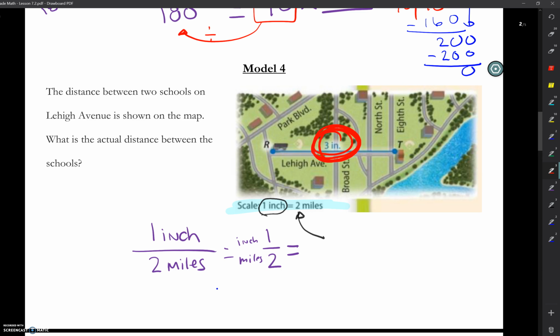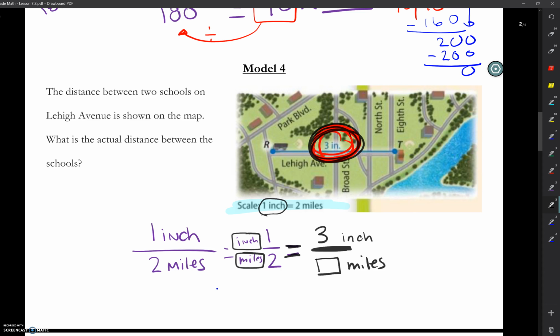So it's telling us 3 inches, and we need to know the actual distance. I'm going to have my equal sign, which I have here, and another fraction ratio here. It's saying 3 inches here. So where are my inches, on the top or on the bottom? Well, if we notice, our inches are on top. So I'm going to put the 3 up here, 3 inches, and I have a blank on the bottom, and this is going to be miles.